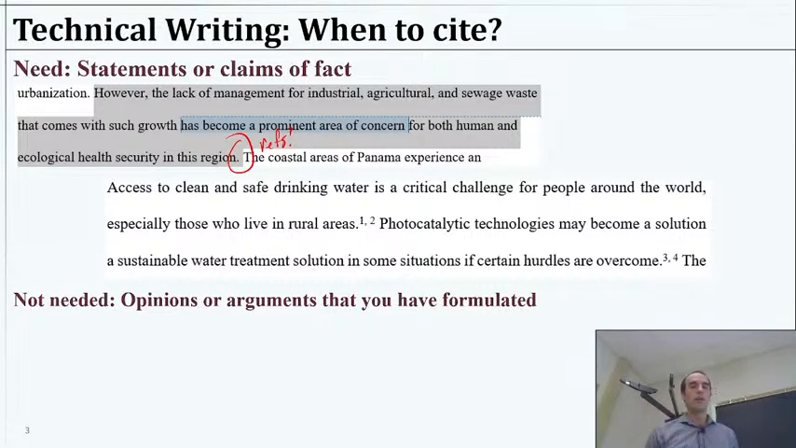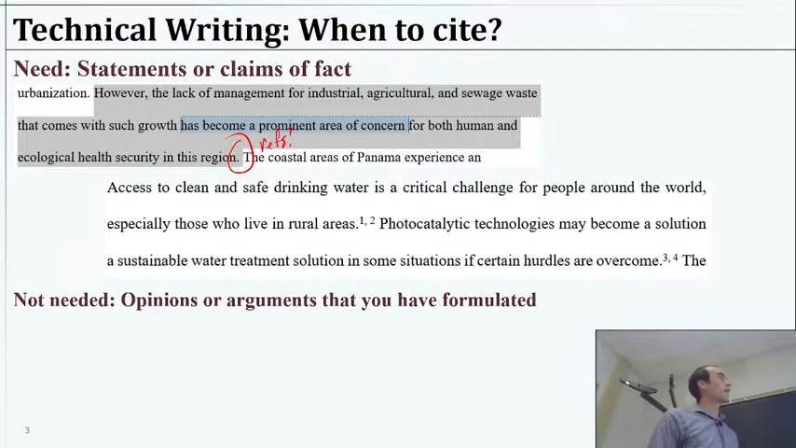That's a very concrete fact. This one here is just simply that their claim is the lack of management that comes with such growth has become a concern for this stuff. Has become a concern in this region, right? That's like the base fact. It is a claim of fact, so it really needs some sort of reference.